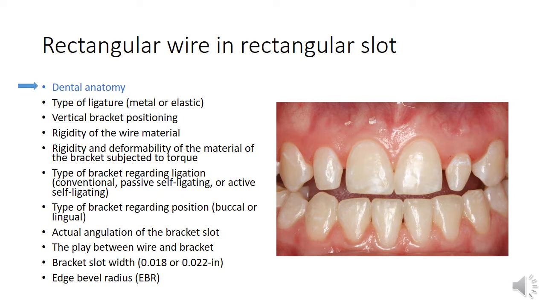For example, if the curvature of the labial surface of this lateral incisor is increased or decreased, bonding the bracket on this surface will position the slot of the bracket a few degrees aberrant.